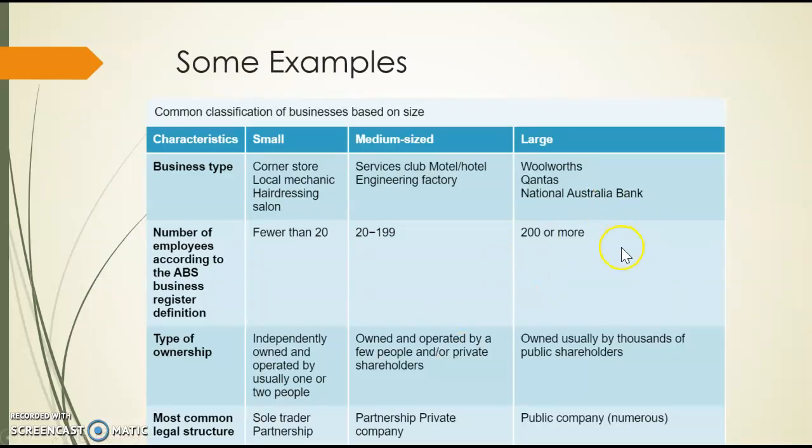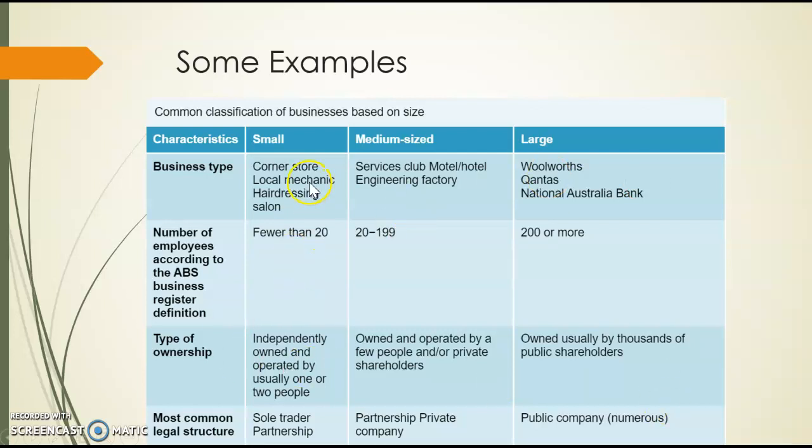Now these are some of the examples. So some classification of businesses based on size. So small, medium, and large, and characteristics. Okay. Now these are some examples of the businesses. Small businesses like a corner store, your local mechanic in a suburb, a hairdressing salon. So they are all small businesses. Okay. Now the medium-sized business would be a services club, motel or hotel, engineering factory, and stuff like that. Okay. Now, large businesses, your Woolworths, Qantas, National Australia Bank, or Westpac Bank, or Coles, JB Hi-Fi, Harvey Norman, they're all large businesses. Okay.